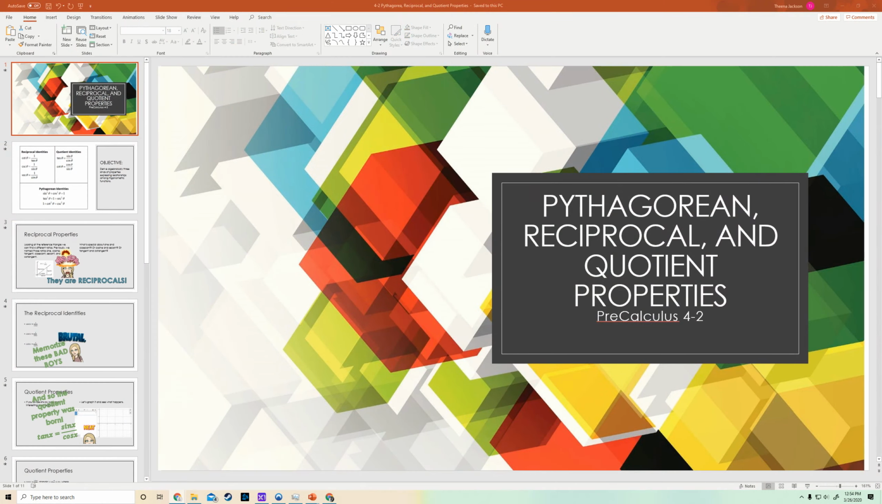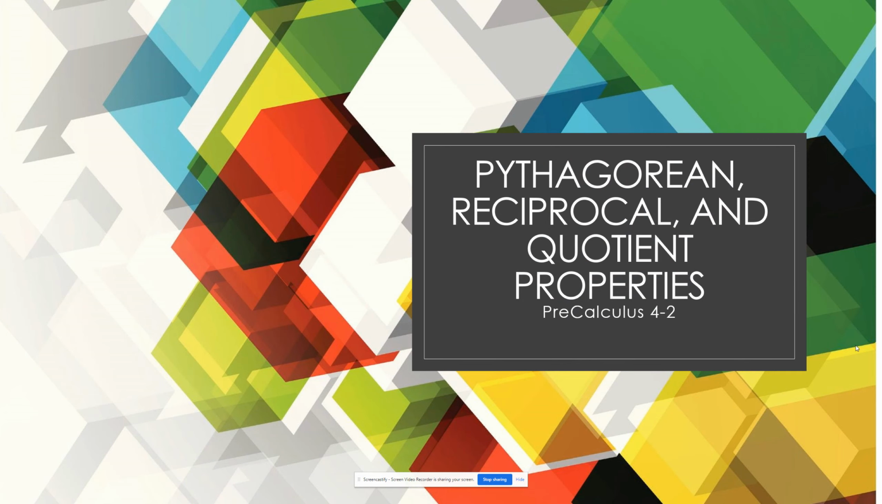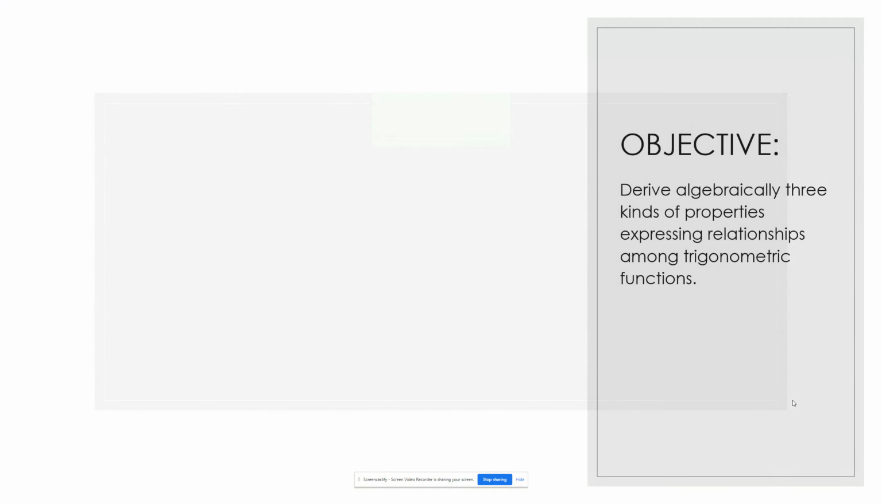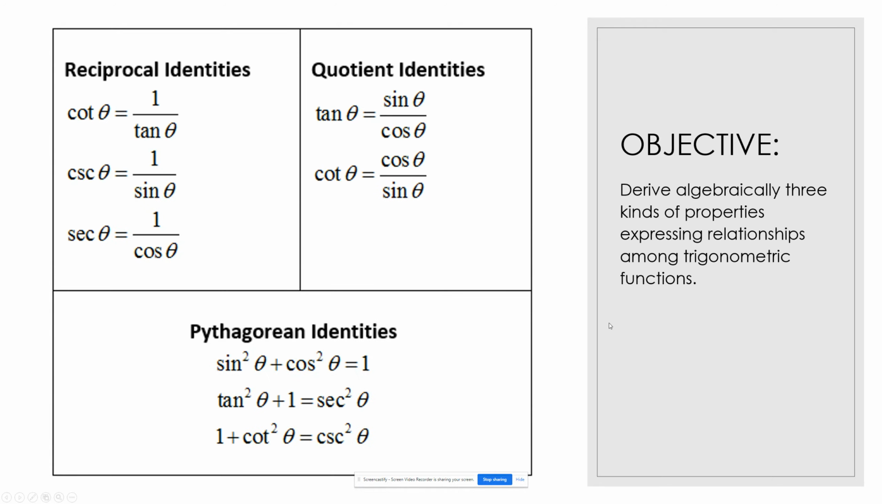Okay, in this video, we are going to go over the Pythagorean, reciprocal, and quotient properties. So we are going to go over the derivation of all three of those. All right, so our objective is to derive algebraically three kinds of properties expressing relationships among the trigonometric functions. Specifically, these are the three different properties that we are going to derive.